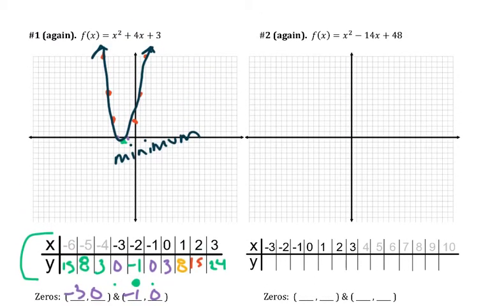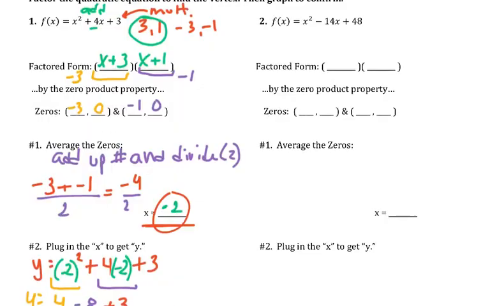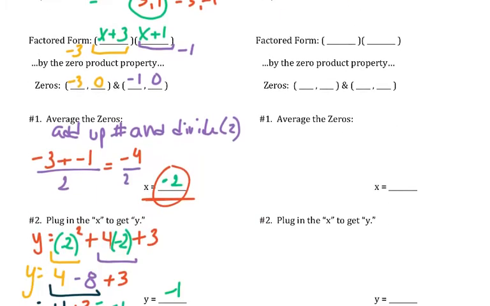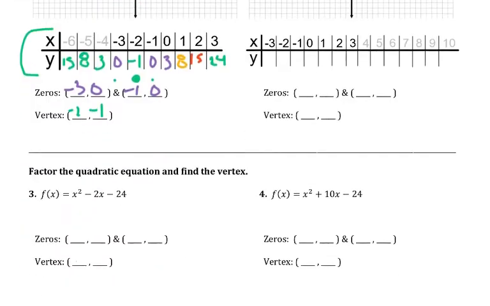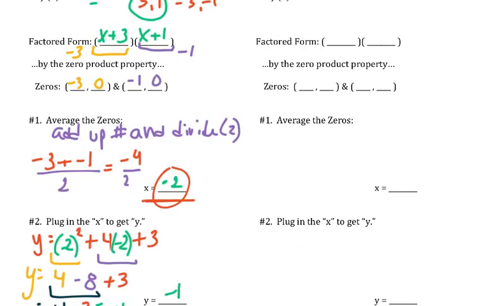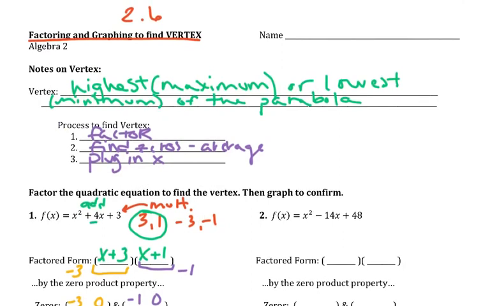So that is what you're going to be expected to do in this next problem, so in number 2. And then these pieces will be done in these bottom problems, but without graphing. So just identify the zeros, the vertex, and then you can be done. Alright, so that's your 2.6.